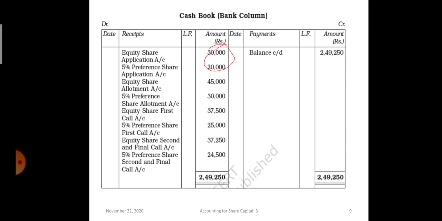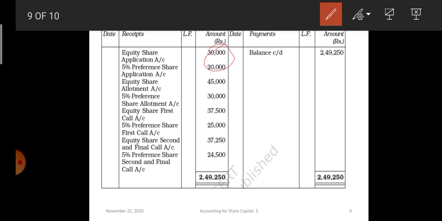So allotment money is made due, and when the amount is received it will be recorded in cash book. See this, 45,000 rupees, and 30,000 rupees on equity shares and on preference shares it is received. There is no calls in arrear, full amount is received.